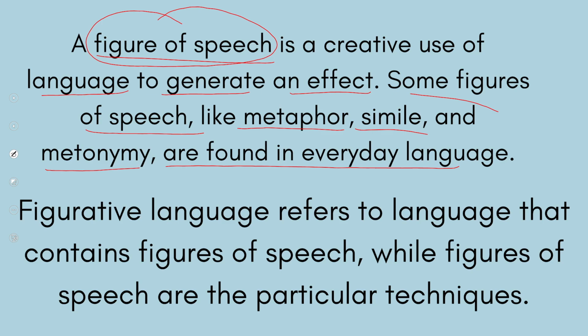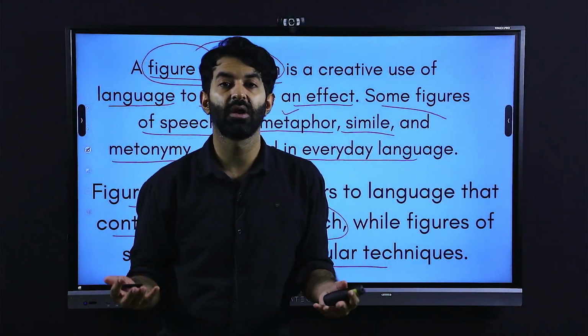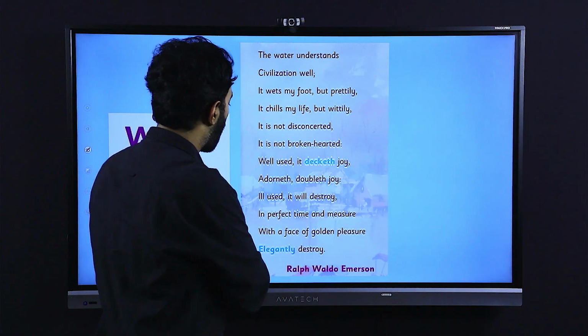Now, what did we learn? We learned that figurative language refers to language that contains figures of speech. We need to learn the figures of speech and how they work, with examples, to understand and analyze any poem or any written text in terms of the figurative language. Figures of speech are the particular techniques. All of these metaphors, simile, personification, they are techniques which elaborate the figurative language. Now, let's read this poem by Ralph Waldo Emerson.